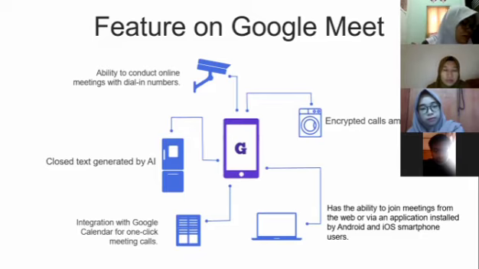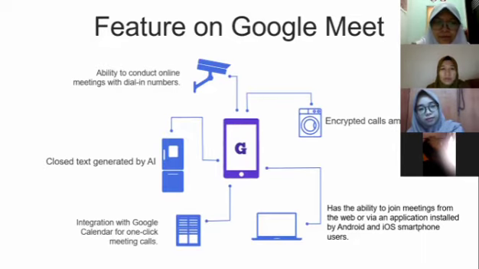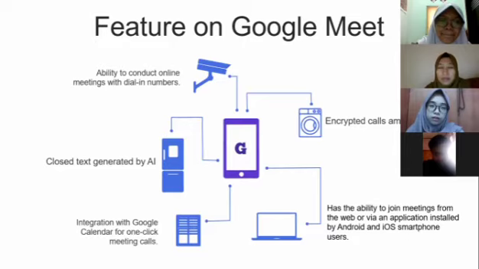At first, the ability to conduct online meetings with dial-in numbers, and then encrypted calls among all its users, and then closed captions generated by AI. The fourth is the ability to join meetings from the web or via an application installed by Android and iOS smartphone users. Then it is integrated with Google Calendar for one-click meeting calls.